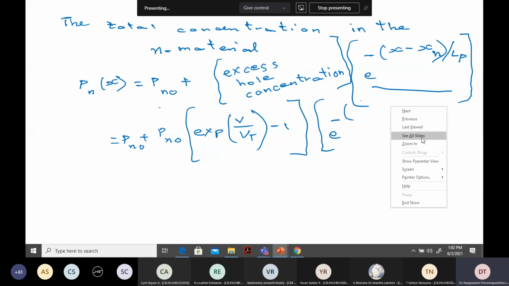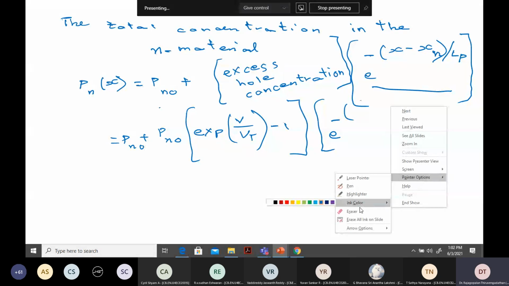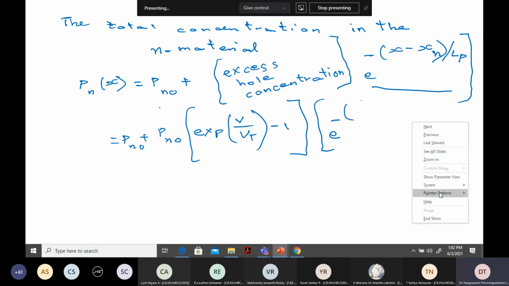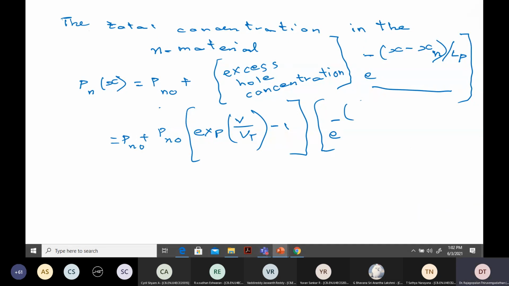just a second. I want to make it very clear so that when you learn, you should not be confused with this. That's why I'm rewriting this a little bit. My color might change, I'm not sure. So this is x minus xn by LP. Please give a pause and think about this. Okay, so this is my equation.